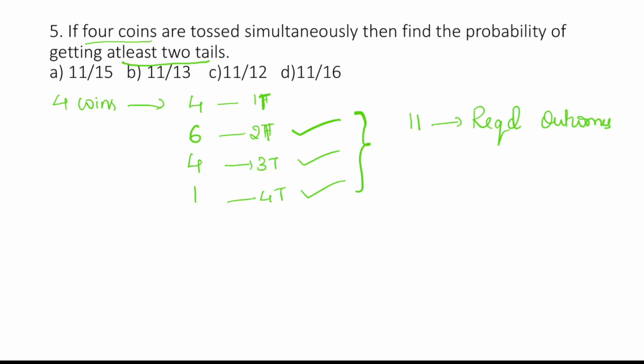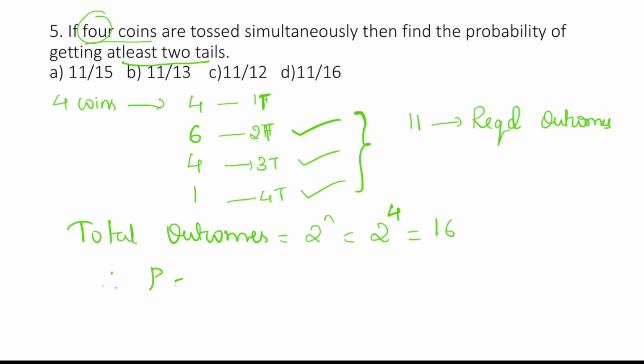Okay. And what are the total outcomes? Total outcomes is nothing but 2 raised to n, where 2 is the faces and n is number of coins. Number of coins are how many? 4, isn't it? So 2 raised to 4 is nothing but 16. So therefore probability is required outcomes divided by total outcomes. So required is 11 and total is 16. So 11 by 16 is the answer. Okay. So option D is the answer.